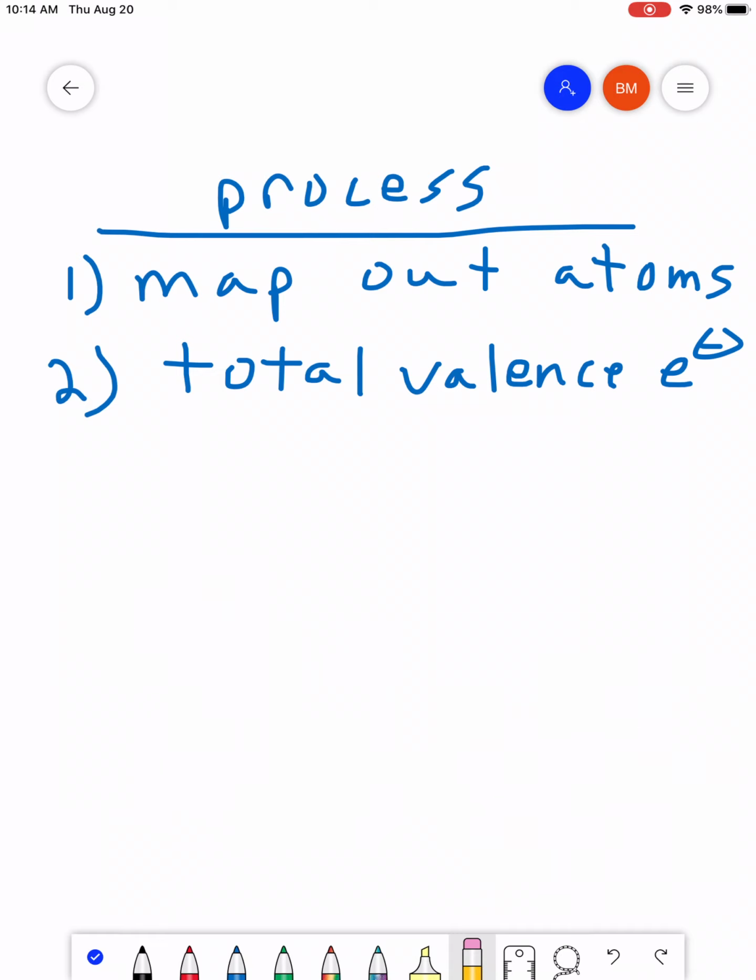There are cases where you might have something a little bit more complex. Sometimes you're going to be tasked with drawing the Lewis structure of a formula that has a charge on it. So we have to make a little adjustment to the total number of electrons you're dealing with if you're using something with a charge.